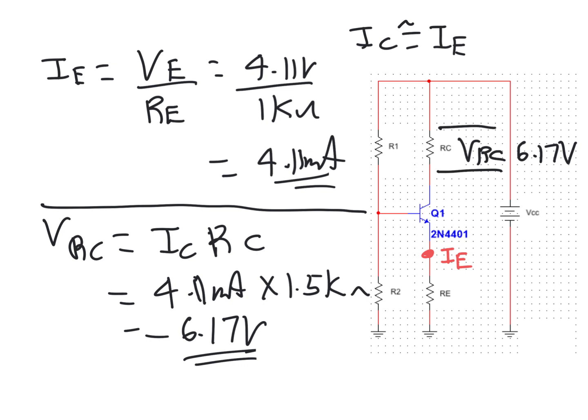The next two values, I'm just going to insert a clean slide. This one is going to be VCE, and this one is going to be VC, which is the voltage from there all the way down to the ground. I'm just going to write some of this down myself.